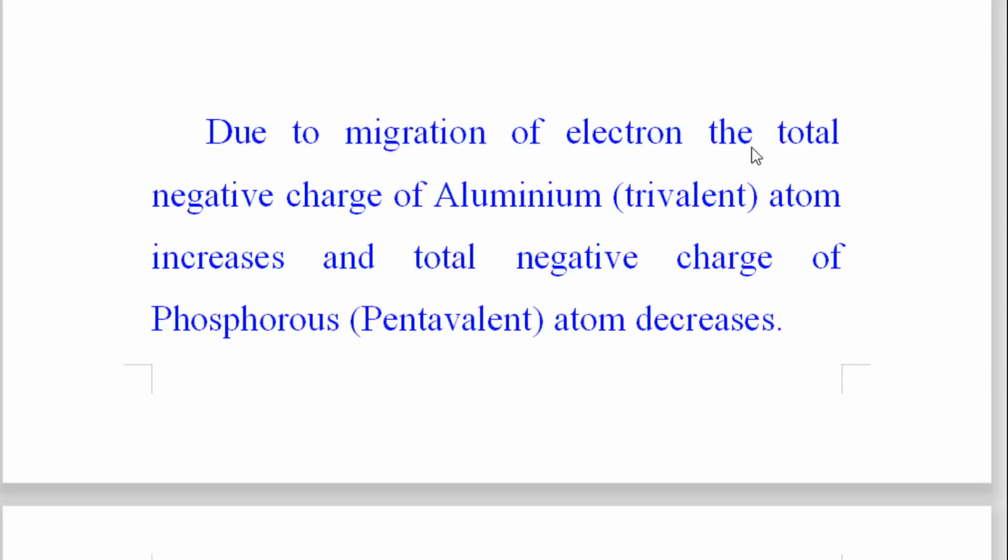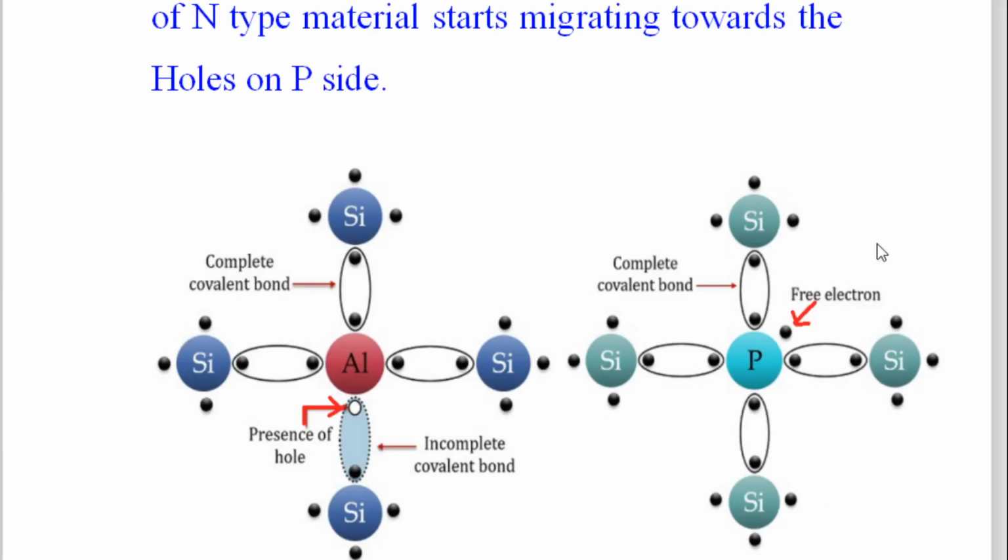Due to migration of electron, the total negative charge of aluminum, the trivalent atom on the left hand side, increases, and the total negative charge of the phosphorus pentavalent atom decreases, because this atom is losing the electron and this atom is gaining the electron. Therefore, since the electron is a negative charge particle, the aluminum atom's negative charge will increase, and the phosphorus pentavalent impurity atom's negative charge will decrease.